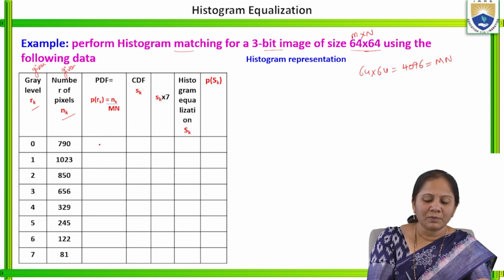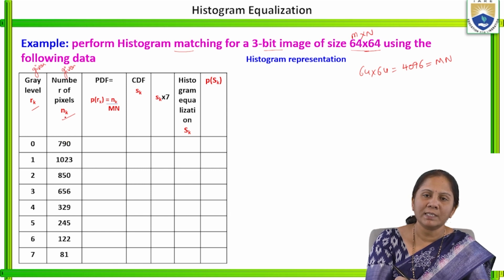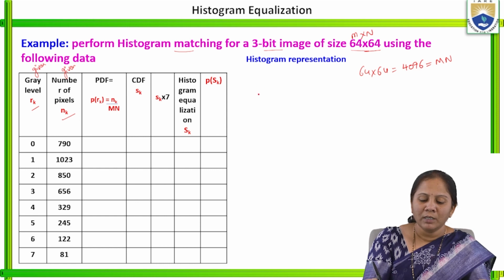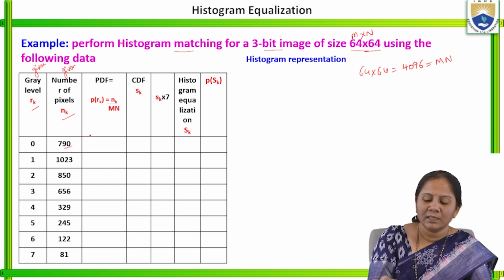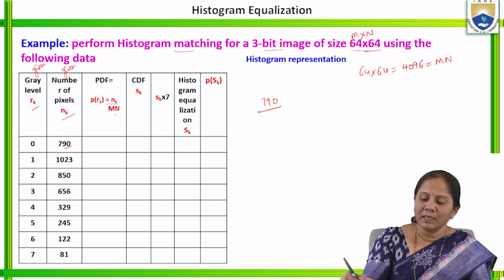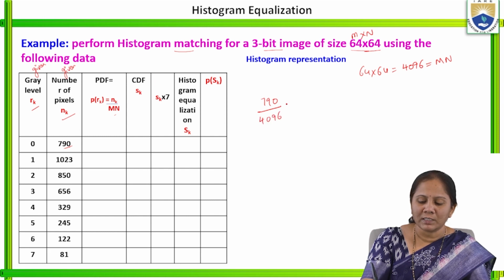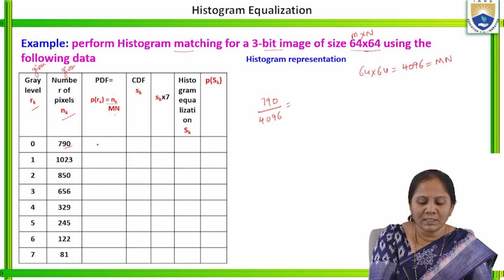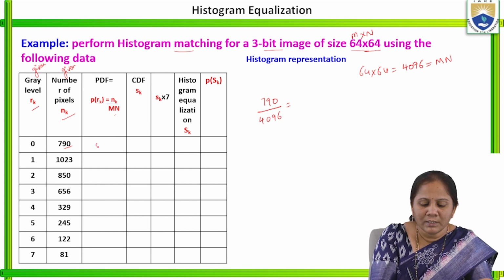So what will be here? The first value, Nk, is for the pixels having 0 intensity. The number of pixels having 0 intensity in that image is 790, which is Nk. So in order to get Nk by MN for the first column, Nk is 790 by MN, which is 4096. So 790 by 4096, the value is 0.19.